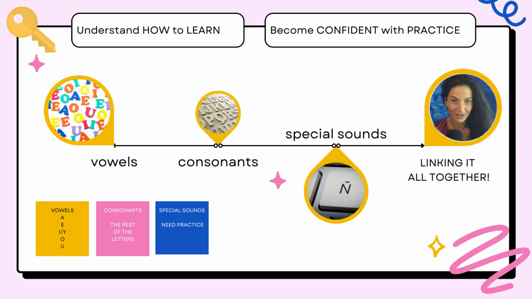Understanding how to learn is important, so let's look at this timeline. This is how the lesson is going to go. Vowels, consonants, special sounds, linking it all together. If we know what we're doing, we can actually reward ourselves at every step, and we don't have to feel overwhelmed and frustrated by not knowing everything in one lesson.